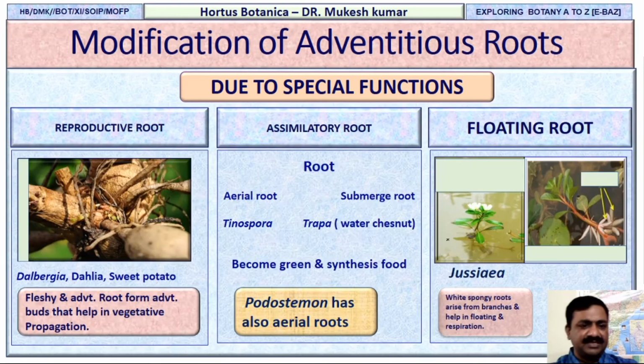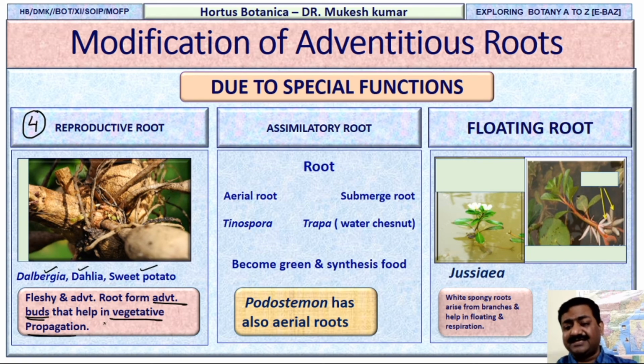Now move on. The fourth one we have is the reproductive root. By name it's clear. The root helps in the formation of a new plant. Okay, that's why it's called reproductive root. It is found in Dalbergia, sesame, dahlia and sweet potato. What happened here? We will find that fleshy adventitious roots form adventitious buds. This bud will give rise to the new shoot. So that helps in the vegetative propagation.